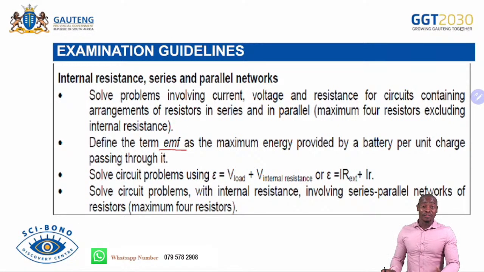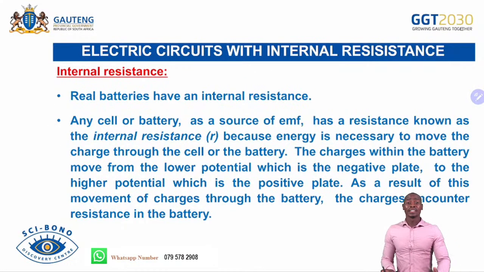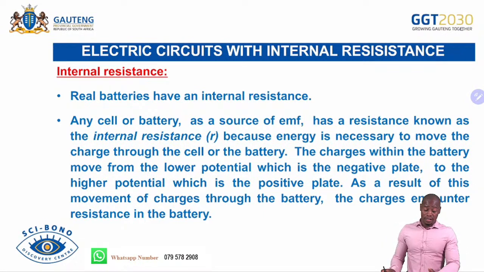So that is how you have to define the EMF of a cell, or the EMF of a battery. Then solve circuit problems using the equation EMF equals external potential difference, or V load, plus lost volts, or internal potential difference. You can expand that equation as E equals IR external plus IR internal, all right? Solve circuit problems with internal resistance involving series and parallel networks of resistors, and then the maximum is also for them, all right? That is what you need to know when it comes to electric circuits in grade 12.